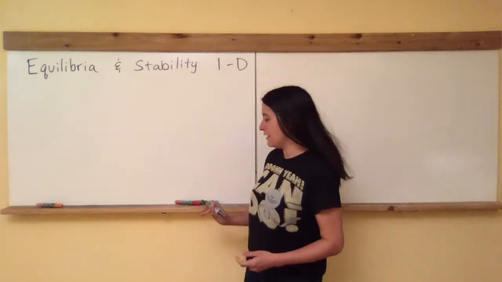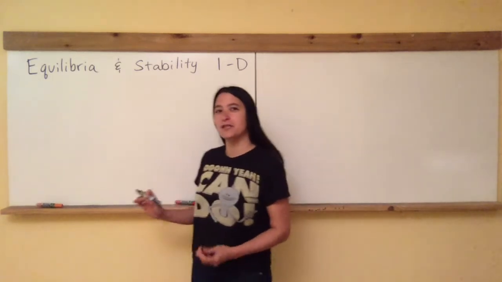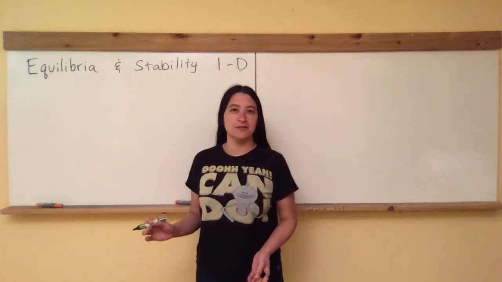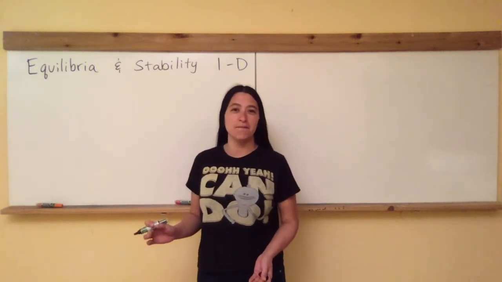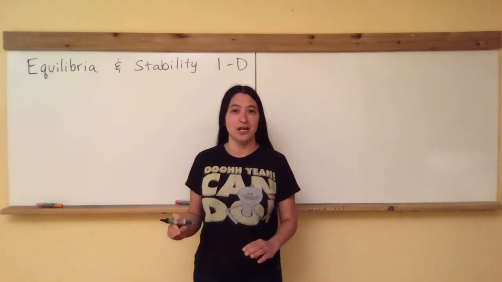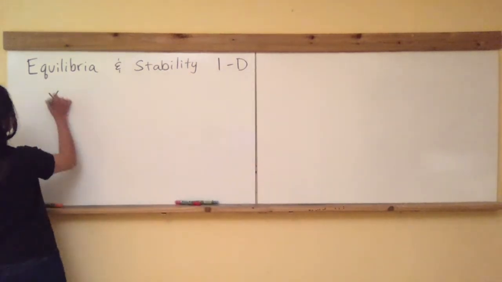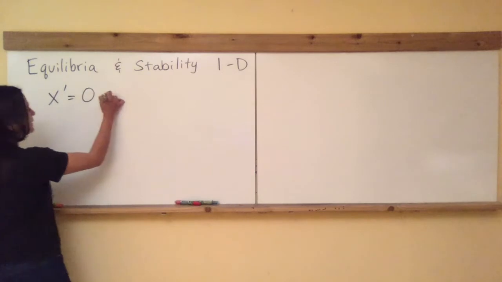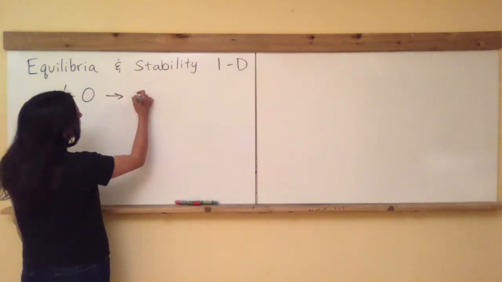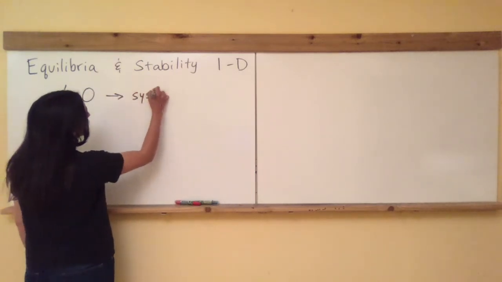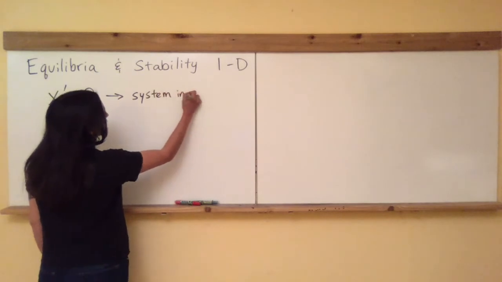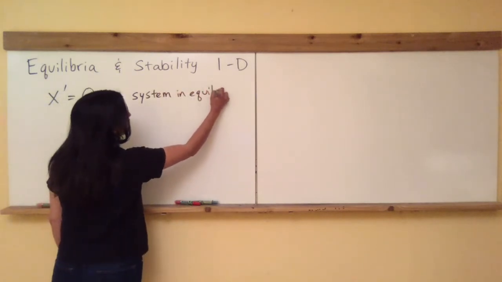Okay, so let's talk about equilibria first. What it means for a system to be in equilibrium is that it's constant. It's not changing anymore. And that occurs when x prime is equal to 0. So when x prime is equal to 0, that means the system is in equilibrium.